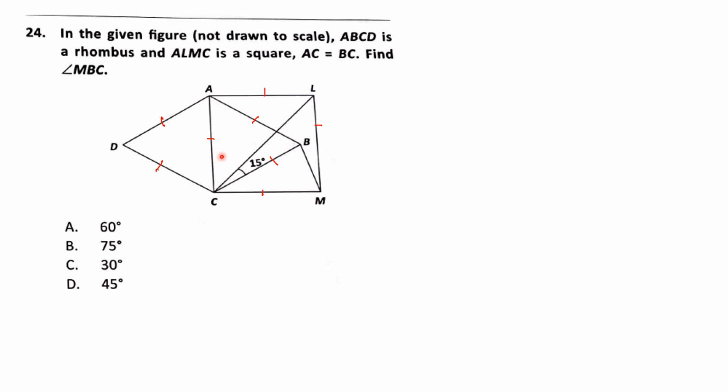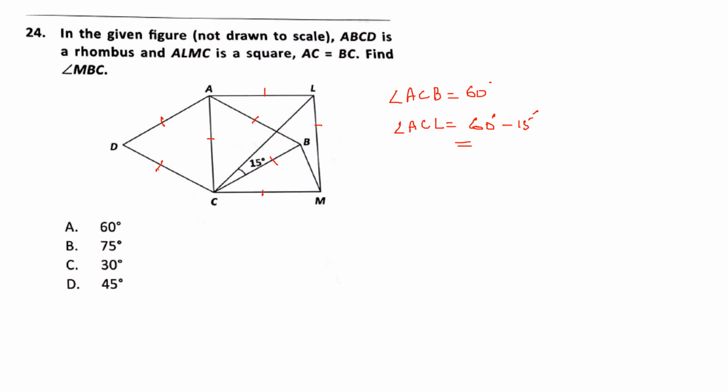And we know that in an equilateral triangle, each angle is 60 degrees. So if this is 15, what will be this angle? This complete angle ACB is 60 degrees. Okay. Now you have to find angle ACL. So can I say ACL will be 60 degrees minus 15 degrees, isn't it?